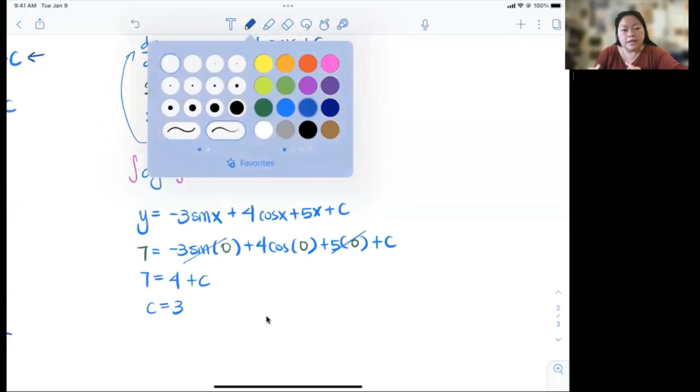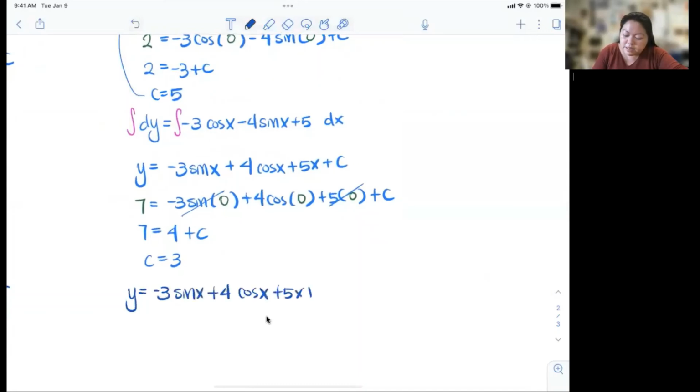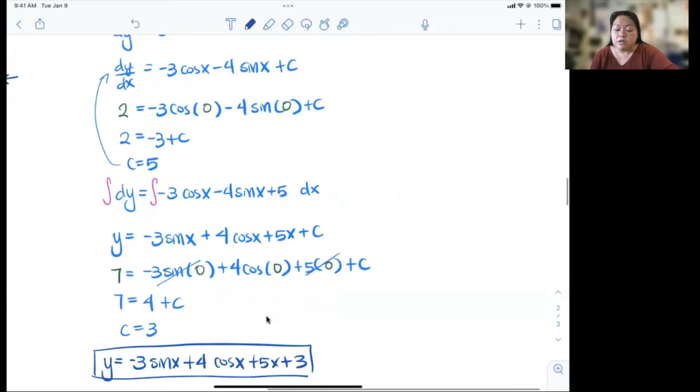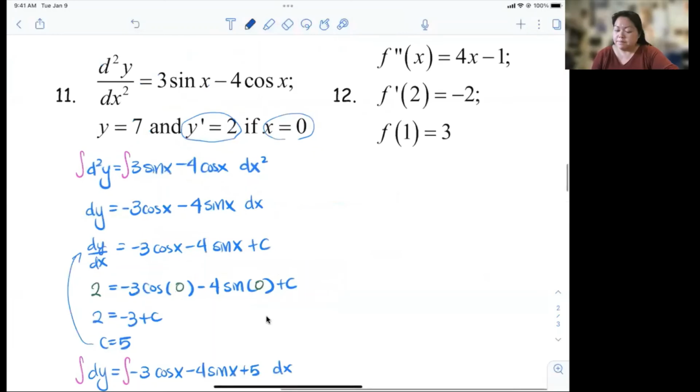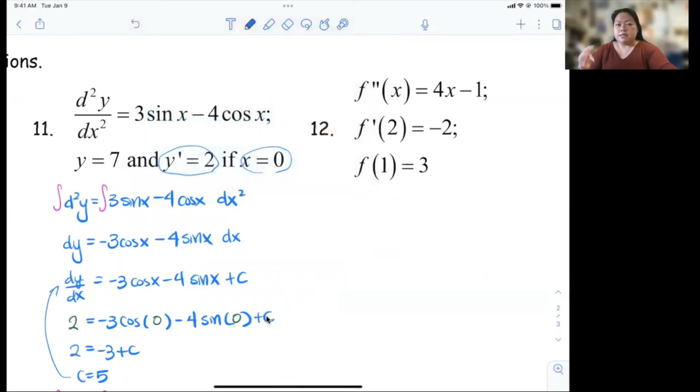All right, I'm almost done. This is my final step now. My final answer is y equals negative 3 sine x plus 4 cosine x plus 5x plus 3 to be my final equation. Again, the beauty of this is you can always check. You can take one derivative, check and see if you got the same thing for your first derivative, then take the derivative again, get a second derivative. Also plug in your values and see if you got the right information that is given to you in the problem. Okay. All right. Lastly, same thing, it's just different notation, but it's the same information.